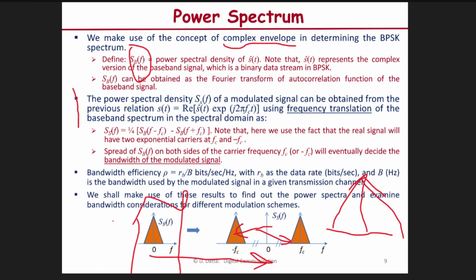That 1/4 factor? As I told you, if you take a signal and represent it in the exponential domain, half goes to the positive frequency side, half goes to the negative frequency side. But if it is a power spectral density, half will become 1/4. So that 1/4 factor is important for the power. And then you have a positive frequency and you have a negative frequency.